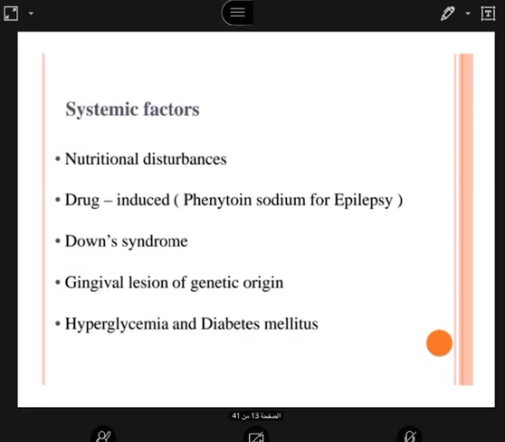You don't commonly see dental caries in Down syndromic patients, but they are highly predisposed to periodontal destruction. Periodontal diseases are most commonly seen in Down syndromic patients, whereas you don't see much dental caries. Please make a note of that point. The next one is lesion of genetic origin.